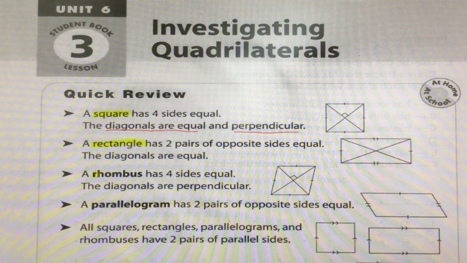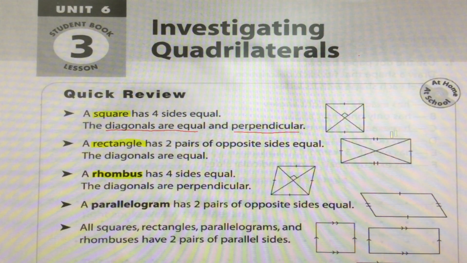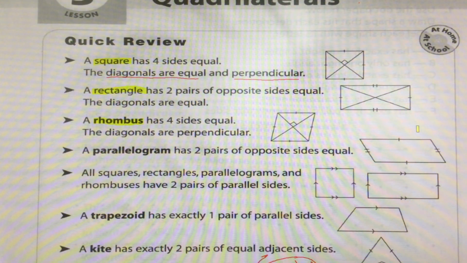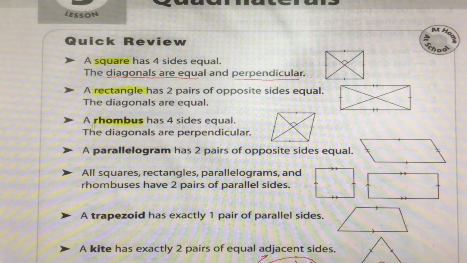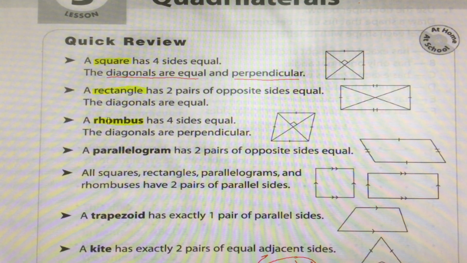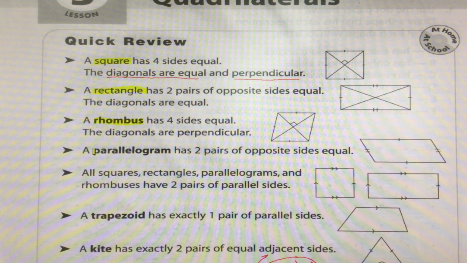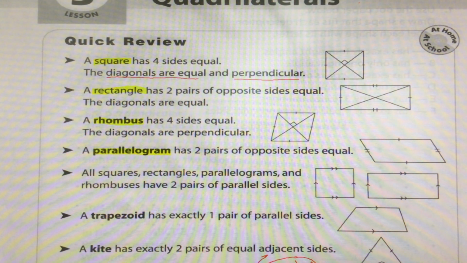The rhombus is a new type of shape that we're introduced to here. It says a rhombus has 4 sides equal, and the diagonals are perpendicular. So it's really important, as you go through this unit, that you make sure you use the glossary at the back of the textbook. If you're a little bit foggy on which ones these are, look them up. The quick review section in this lesson 3 is designed for exactly that, as a bit of a guide to what a shape might look like.